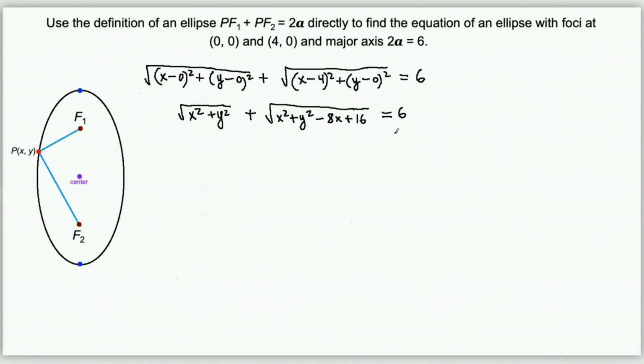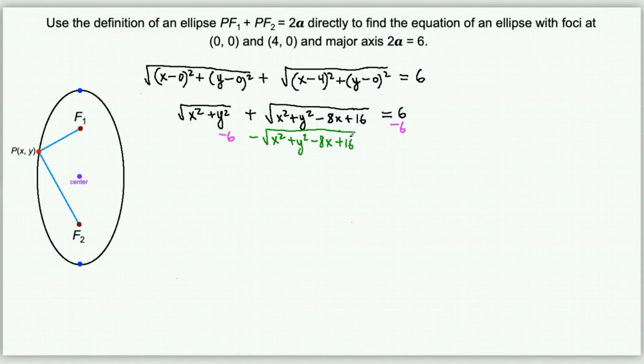Now what I want to do, I want to subtract 6 on both sides. We got to get rid of these square roots, right, somehow. So I'm going to subtract 6 on both sides, and I'm going to subtract the square root of x squared plus y squared minus 8x plus 16.